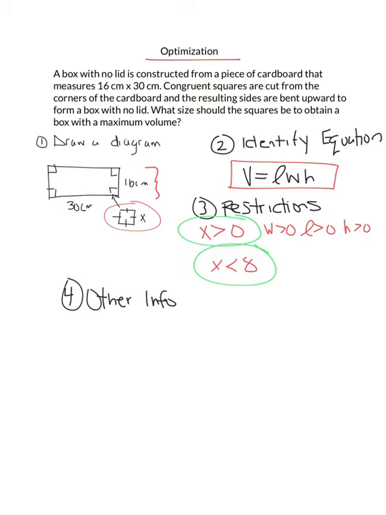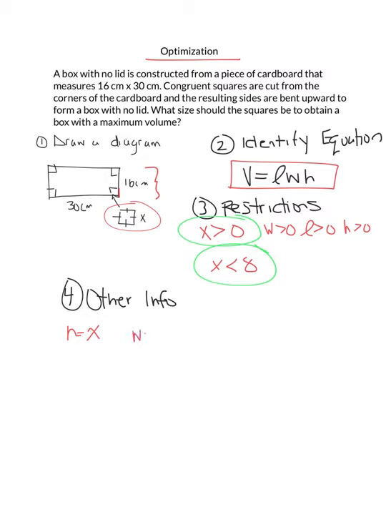The last thing that we're going to be talking about is the other information that I've been given. So if you can't visually see what's going on, take a piece of paper, make or rip out a corner on each of the four corners and attempt to fold this up so that you can visually see what's going on. I know that I'm going to have the height of this box equaling x. Whatever I cut this size to be is how tall this box will be.